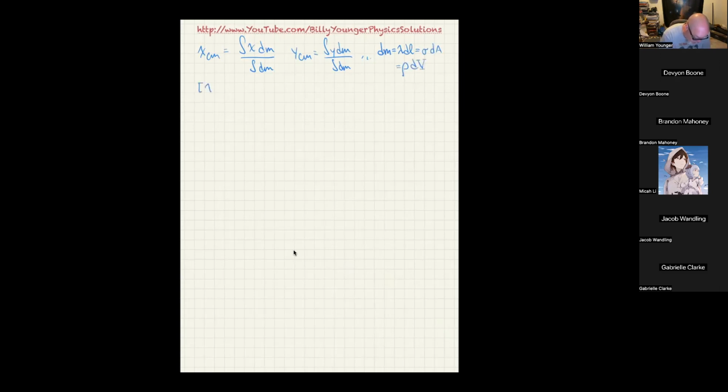I will let you know that lambda should have units of kilograms per meter. Sigma would have units of kilograms per square meter, and rho would have units of kilograms per cubic meter. And when I say uniformly distributed mass, what I mean by that is lambda, sigma, or rho is equal to a constant.